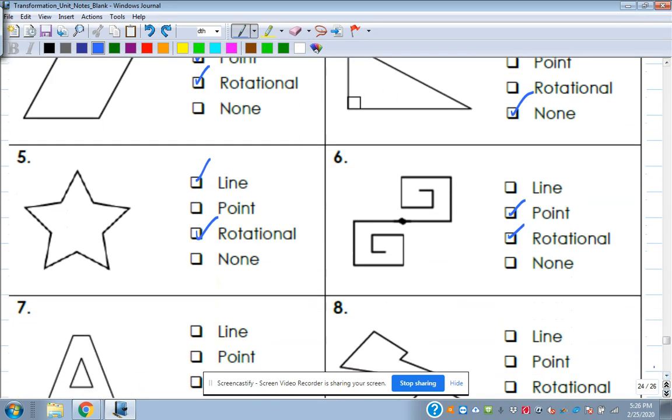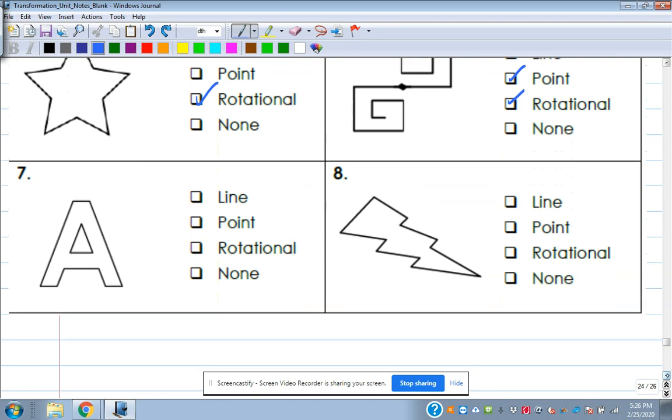Okay. The good old capital letter A. Line symmetry for sure. Does it have point? No, definitely not. Rotational? No. Lightning bolt for flash. None. It doesn't do anything there. You would be surprised how much that happens. They equate that with the A being a triangle type shape, and they think if you rotate it one over, it's going to do that. So that can happen.